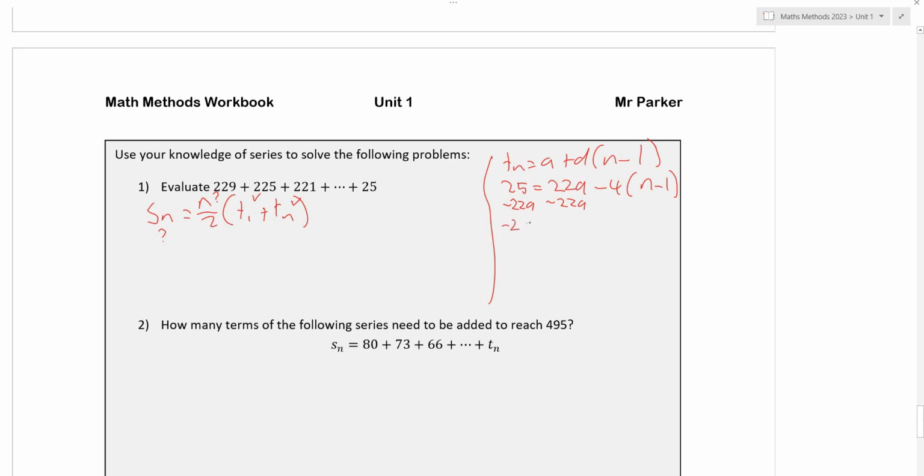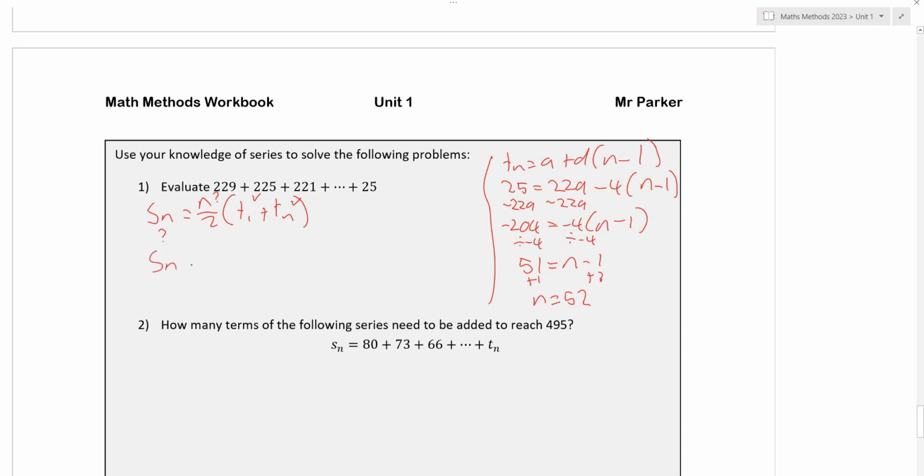-204 equals -4 times n minus 1. Divide both sides by -4. What's that? 51. 51 equals n minus 1. So we then add 1 to both sides. n equals 52. Do we now have enough information to solve our Sn? We have one variable unknown still, but that's all right. In maths, we're allowed to have one variable unknown if we're solving, because that's what we're going to solve for.